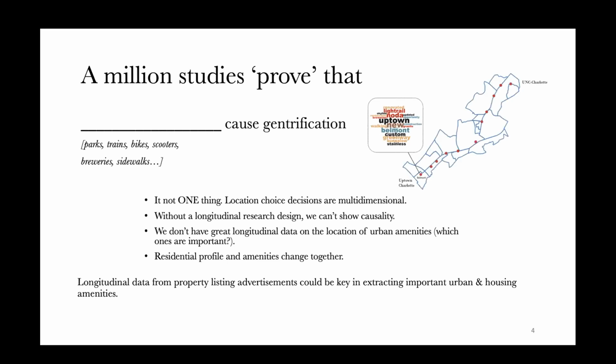So we got started on this series of studies. We were looking at the impact of a new light rail line in Charlotte, North Carolina. We collected a whole bunch of Zillow advertisements. And one of the first things we did was just create a simple word cloud map.